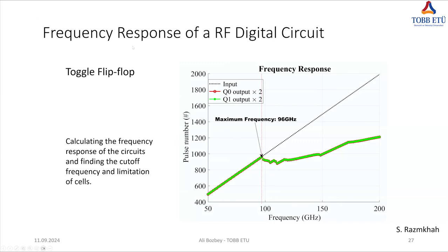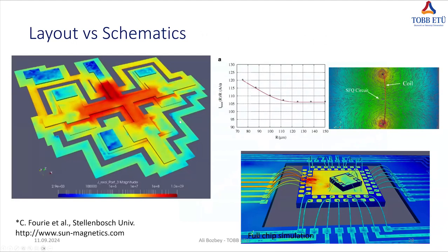And frequency response of an RF digital circuit was measured here, in a toggle flip-flop, which is one of the fundamental logic memory elements of logic circuits. In this case, for example, we see that up to 100 gigahertz, this toggle flip-flop will operate. And after that, it will start to give wrong outputs.